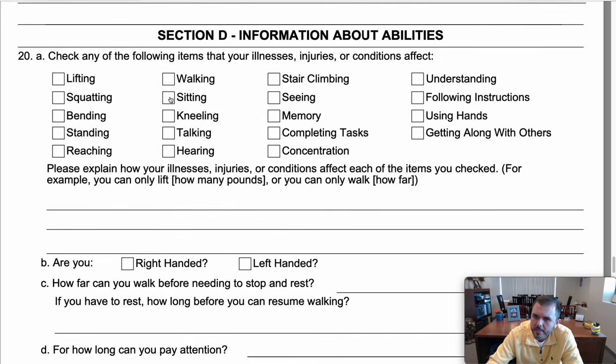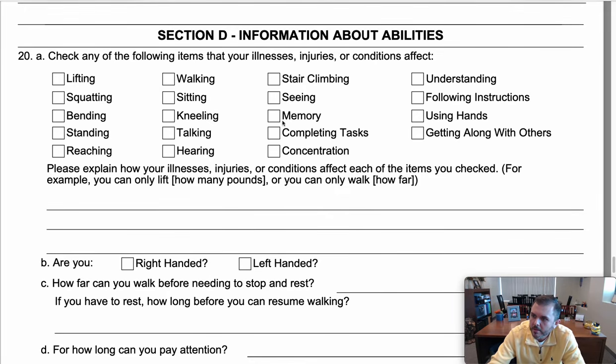Kneeling, and again, if you've checked bending, then you're going to want to check kneeling. Talking. Now that one is going to be more for if you have an impairment with your voice or neck or vocal cords. Usually you can talk. Hearing, stair climbing, that one's very common. Seeing, you want to be a little bit selective about that. If you do have a vision impairment, then you can select that one.